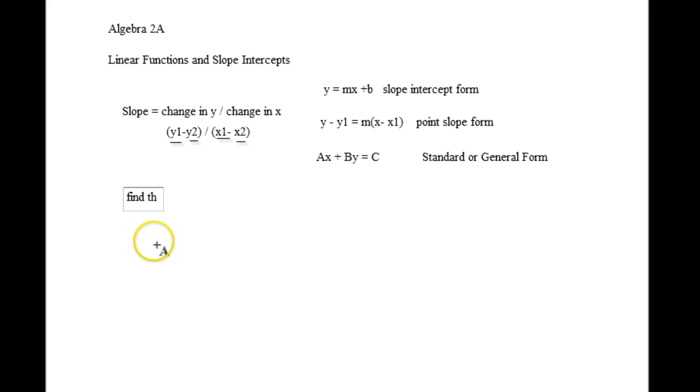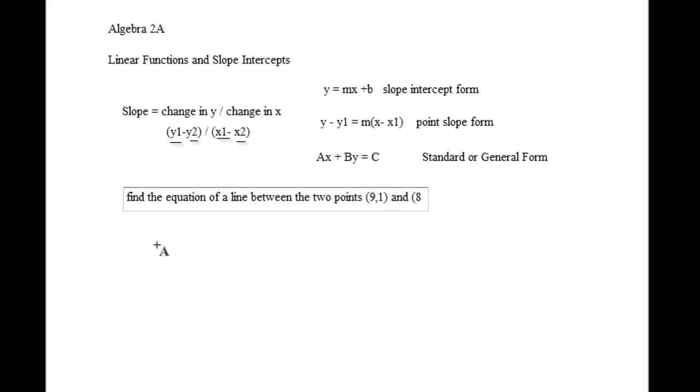So find the equation of a line between the 2 points (9, 1) and (8, 5). Okay, so this one's hugely important to be able to do correctly too.